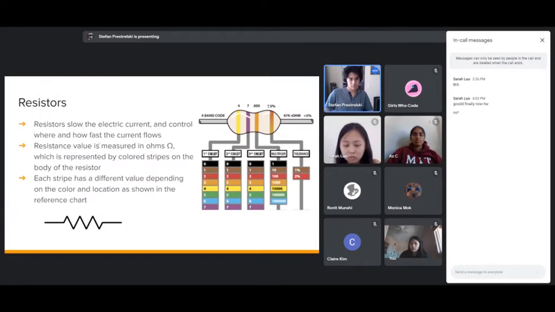Here's a resistor. We all know about these. We've used these before. Resistors simply slow electric current. It's measured in ohms. And for the resistors we use, the resistance is indicated by colored stripes on its body. And each stripe has a different value depending on the color and its location. And a resistor is represented in a wire diagram by this jagged line here. And then it'll usually have the resistance value either on top or on bottom.